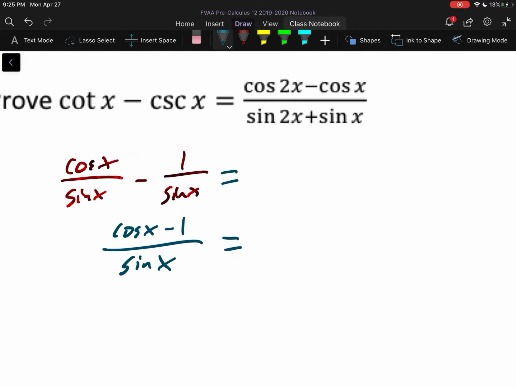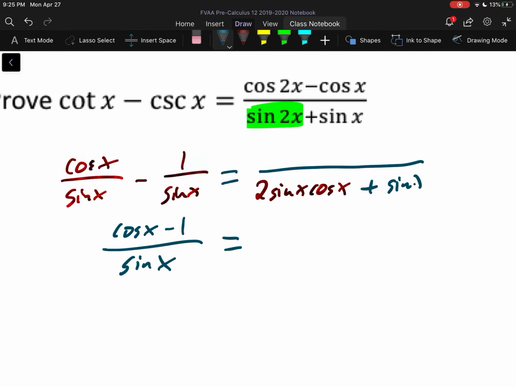Let's see here. Okay, so I'm going to do the denominator first. All right, because here in the denominator, I have the double angle sine 2x, and there's only one substitution for that one, so I'm going to go ahead with that. So 2 sine, I'm going to make it in red just so that you guys can see it. 2 sine x cos x, and then that's plus sine x.